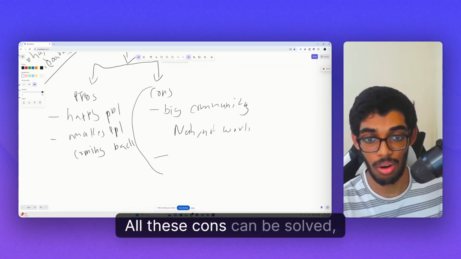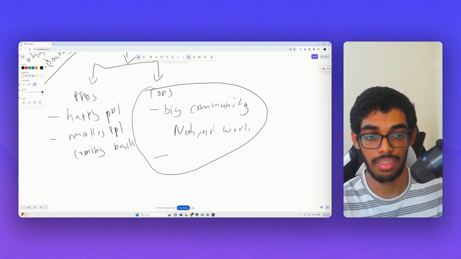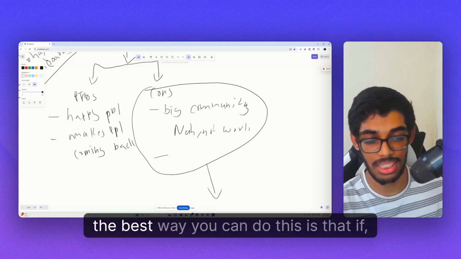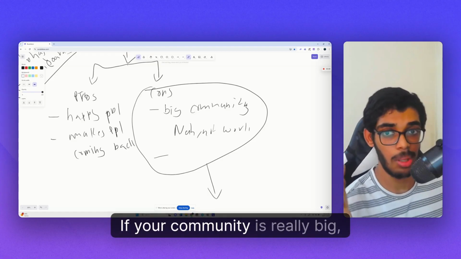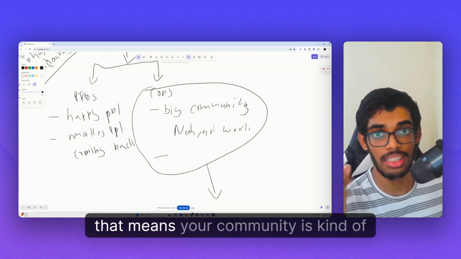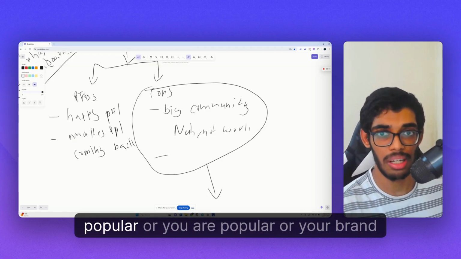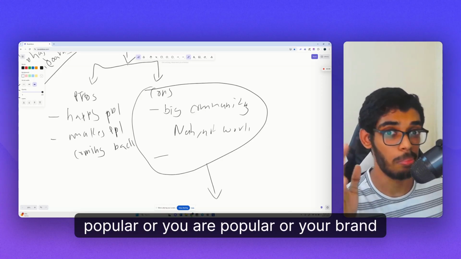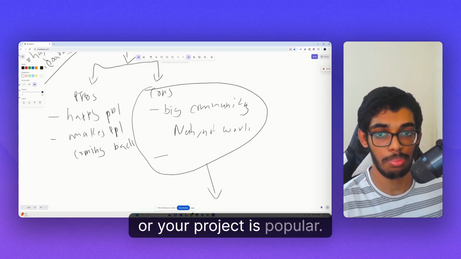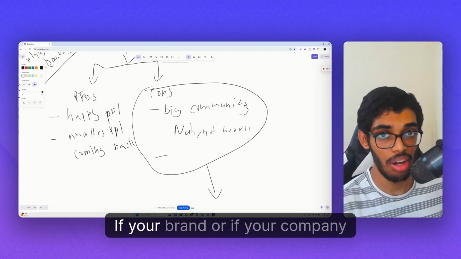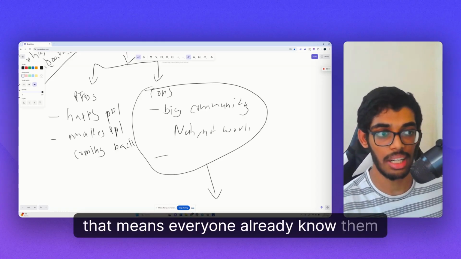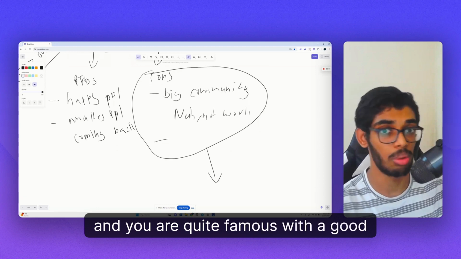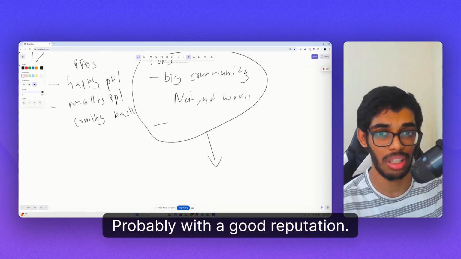All these cons can be solved. Imagine, for example, the best way you can do this is, imagine this: if your community is really big, that means your community is popular, or you are popular, or your brand or your project is popular. So if your brand or community is popular, that means everyone already knows them and you're quite famous, probably with a good reputation.